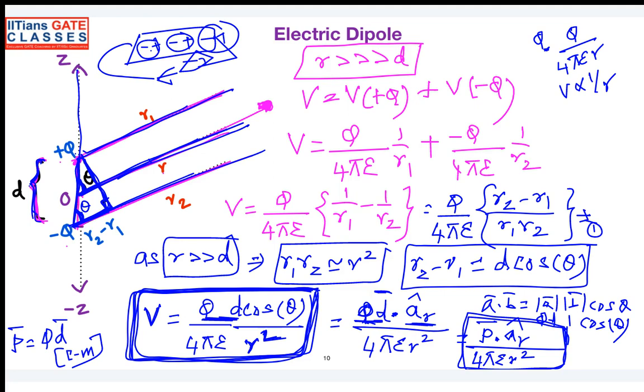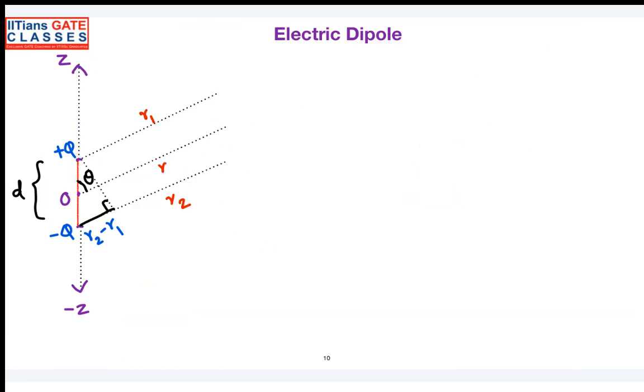Any questions you can ask still? So now we know the electric potential due to a dipole, right? That is Q D cos theta. Just a minute.